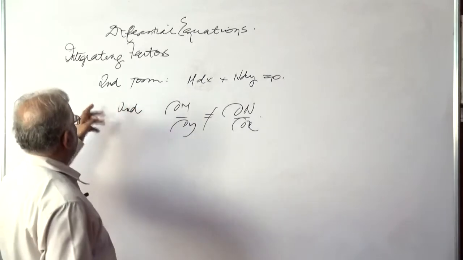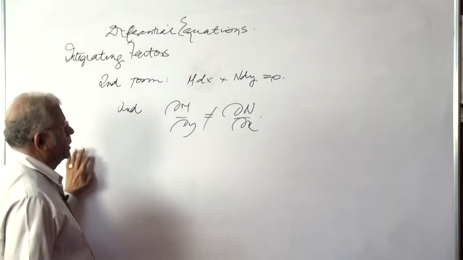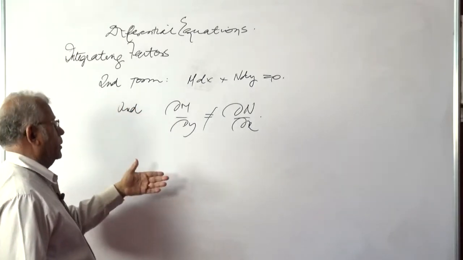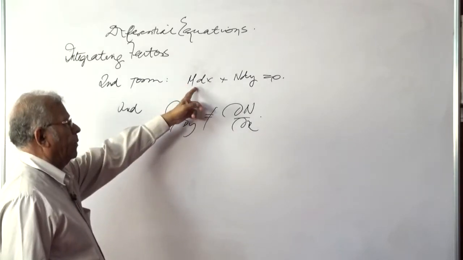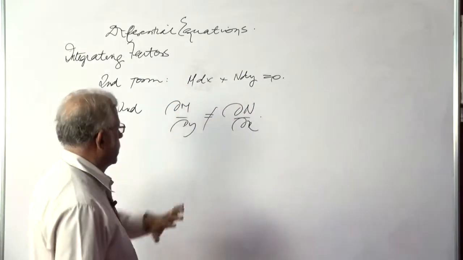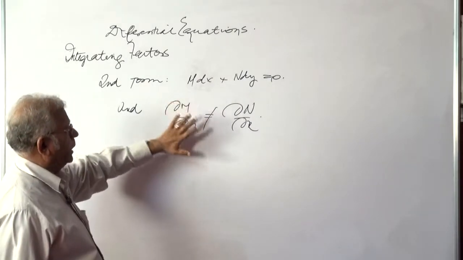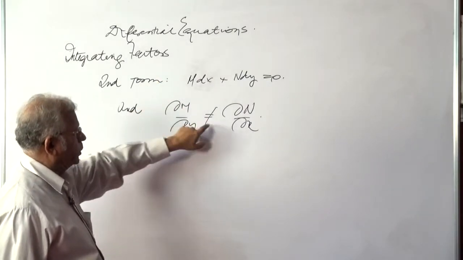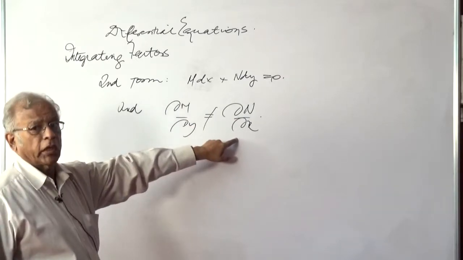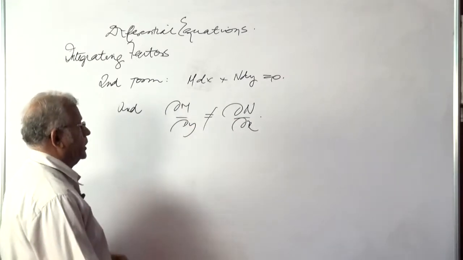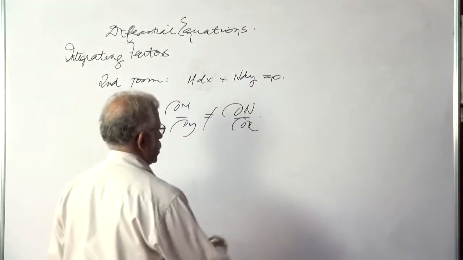Well, we now have another form of integrating factors. Again, the equation is given in a standard form, M dx plus N dy is equal to 0. And it is known for these equations, when del M del y is not equal to del N del x, that means the equation is not exact. So this is an example of an inexact equation.